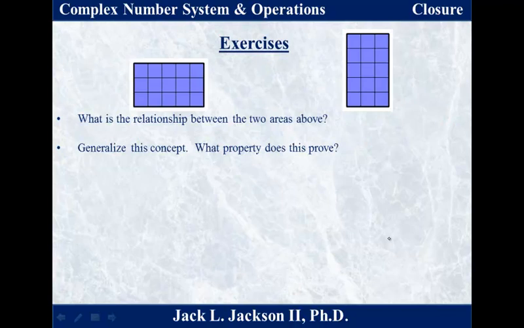So look at these two things. We got these two rectangles that we just had from our two previous problems. What is the relationship between the two areas above? And if we want to generalize this concept, what property does this prove? So go ahead and work this now. Please press pause now.